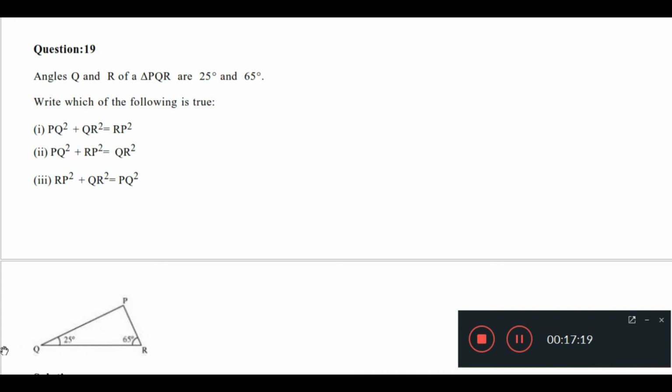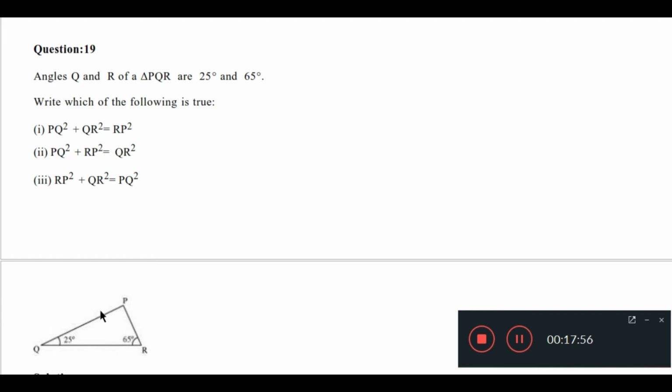So I have drawn a triangle in which I have represented angle Q as 25 degree and angle R as 65 degree. As you can see here, we need to find the remaining angle. So add 25 and 65, what we will get here, 25 plus 65 is equal to 90. And we know that the sum of all angles of a triangle is equal to 180 degree. So 180 minus 90 equals 90. So this is also a right angle triangle. Why? Because angle P is 90 degree.